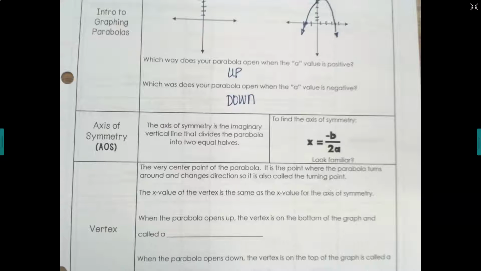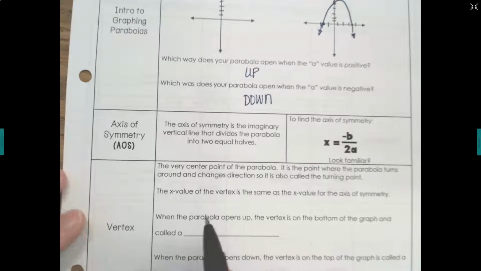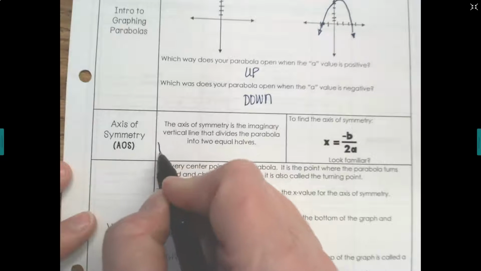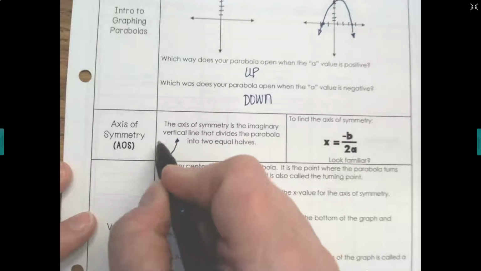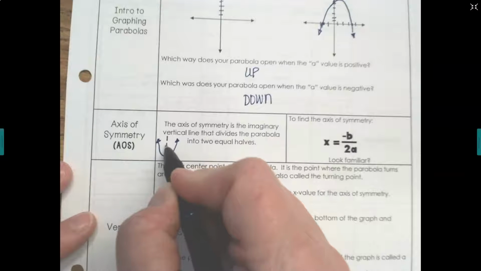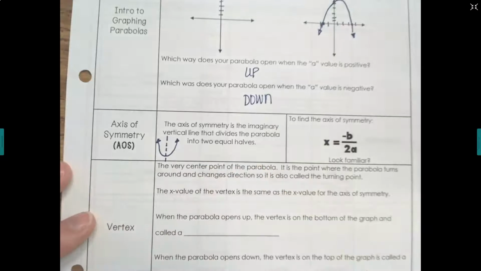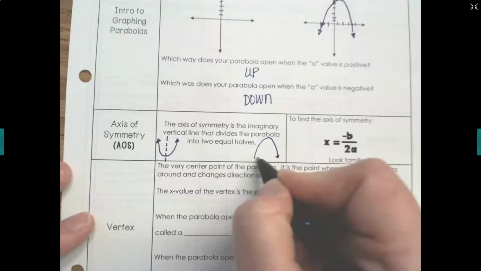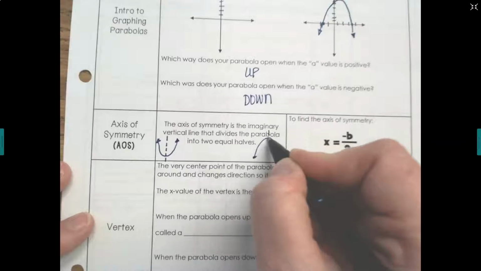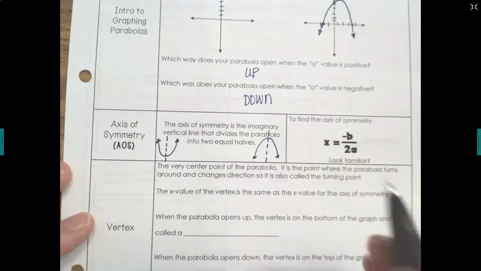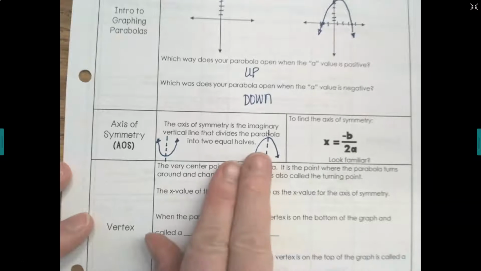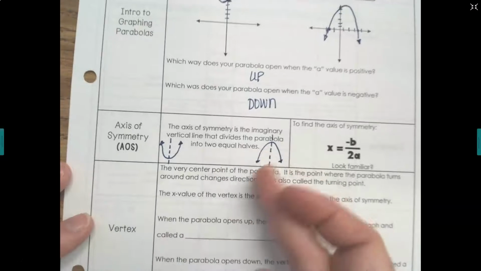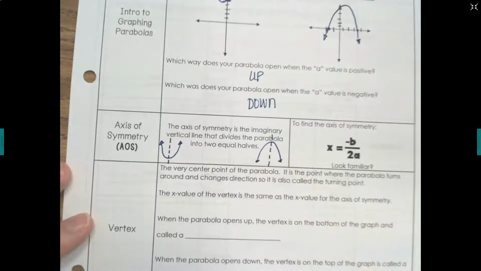All right. So to find the axis of symmetry: the axis of symmetry is the imaginary vertical line that divides a parabola into two equal halves. So if we had our U-shaped parabola, the axis of symmetry is going to come right down the center of it, just like that. It could open down, but the same thing will happen. The axis of symmetry is going to go right through the very center. So if we were to fold this parabola on that line, this arm will match up with the other arm.